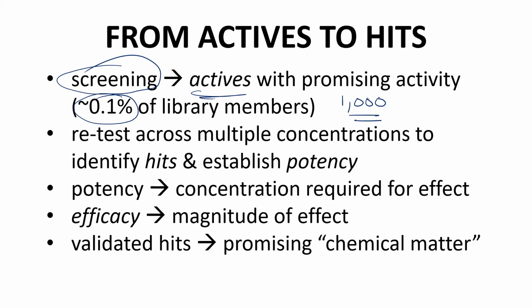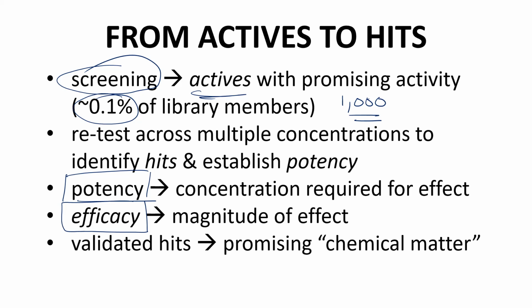Each active compound will subsequently be retested across a range of concentrations in order to better quantify the level of activity. The concentration required for a compound to exert an effect is called its potency. The magnitude of the effect from the compound is efficacy. Researchers will certainly determine the potency of actives depending on the target in an assay. Efficacy may also be studied.